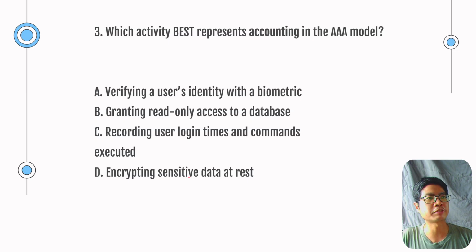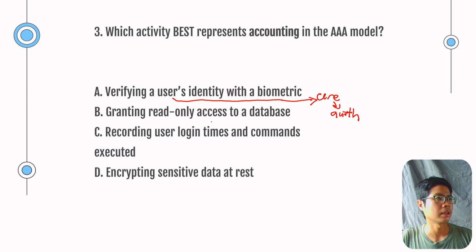Which activity best represents accounting in the AAA model? If you look at the first one, verifying a user's identity with a biometric, we've explained this. This is actually what you know. Oh, sorry, this is what you are. And this is under authentication. Granting read-only access to a database. This probably maintains integrity, but it's nothing to do with what we are discussing today.